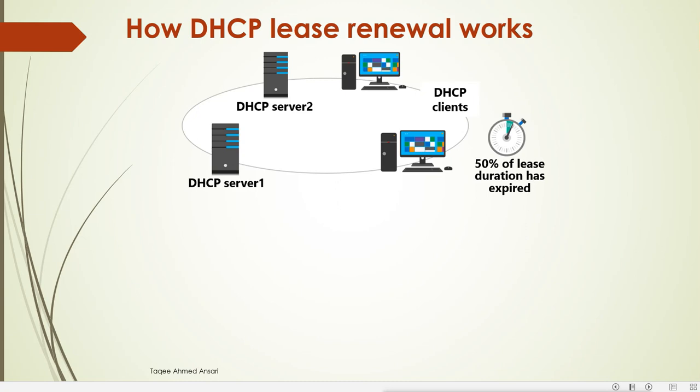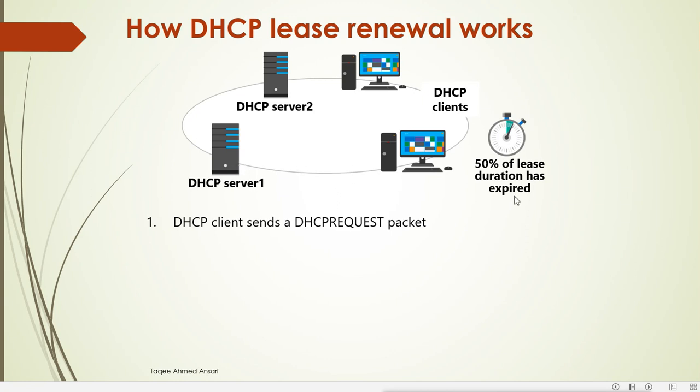So for renewing the IP address, when the DHCP client reaches 50% of the lease time duration, what will the client do? It will send a request to the DHCP server. Now it knows who the DHCP server is, because it got its IP address from that server, so it will send the request directly to the DHCP server at 50%.